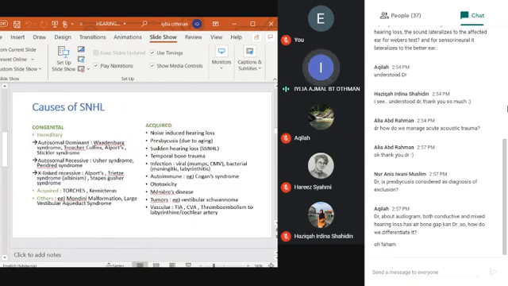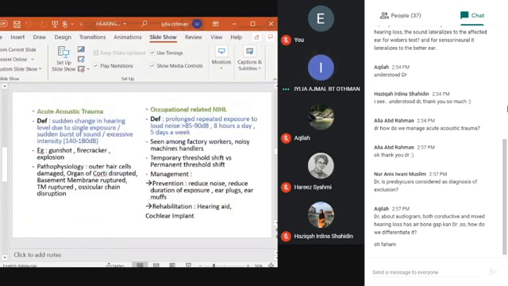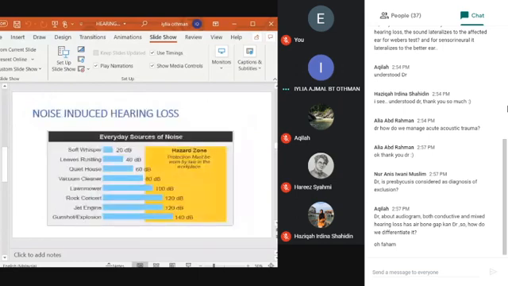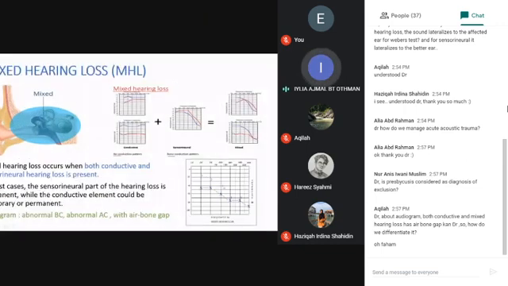But in mixed, you'll see here the bone is not normal, it's coming down, and the air conduction is also abnormal. So that's why I said you need to see the bone conduction first. First you see the bone conduction. Oh, it's abnormal. So is this sensorineural? And then you see the air conduction. Oh, it's also abnormal. And then the next thing you need to see is whether there is any air bone gap?